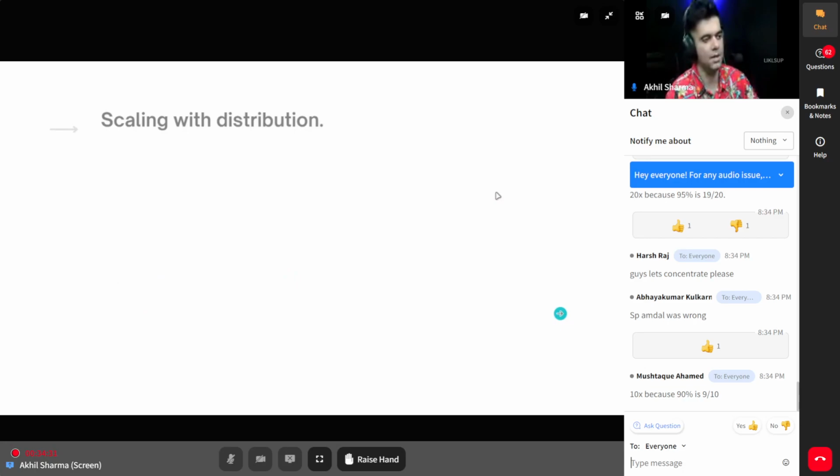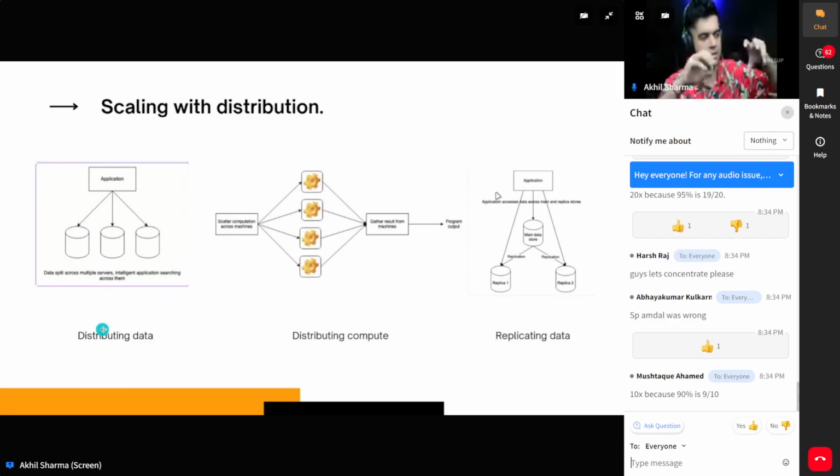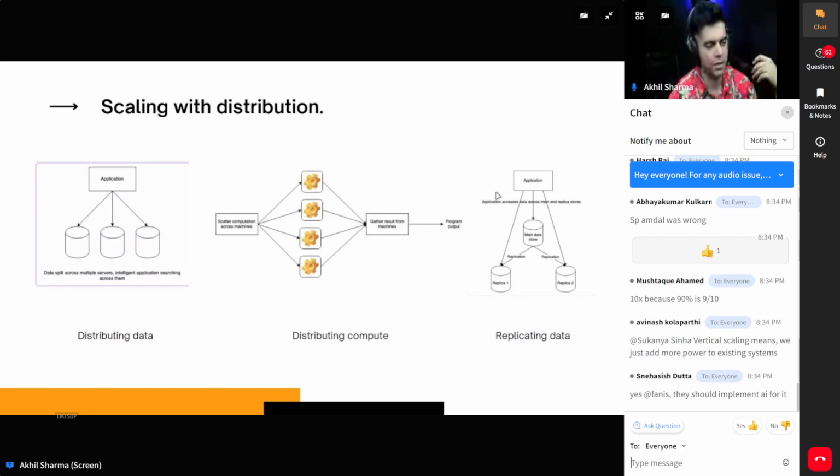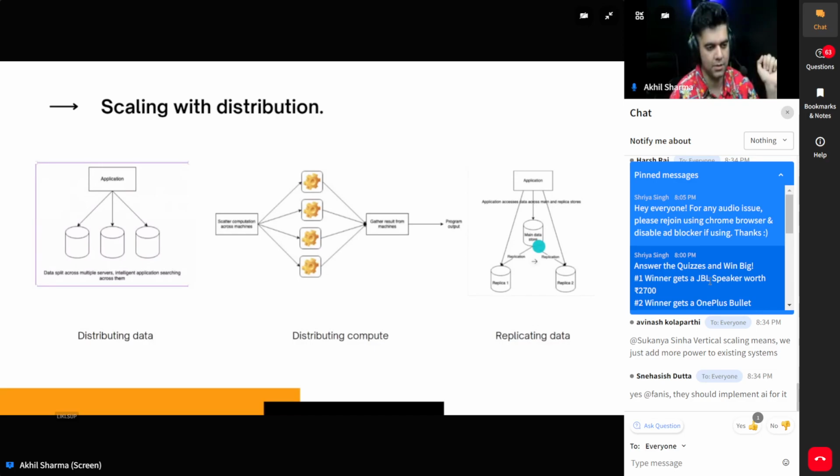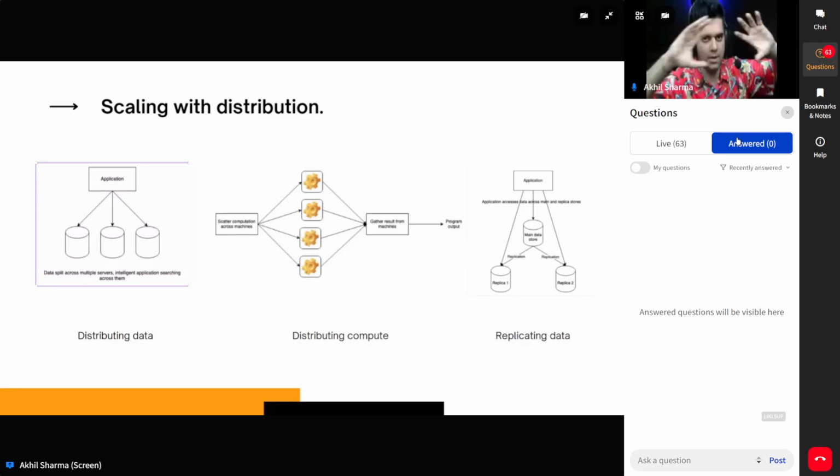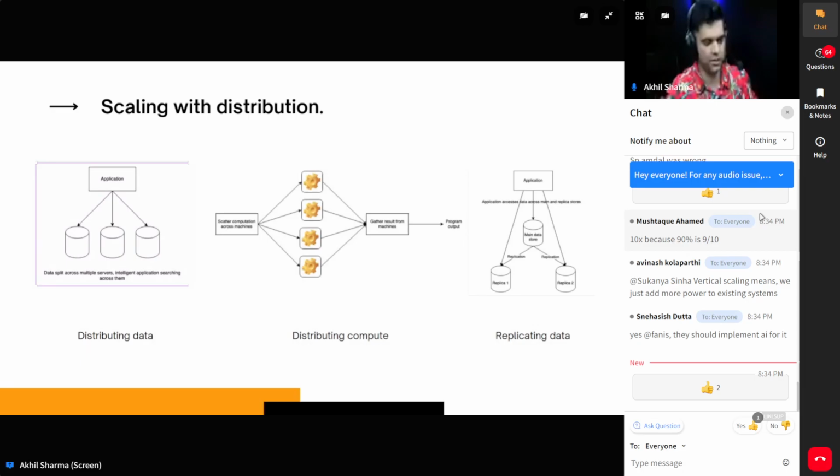Then you can scale with the help of distribution. So you can distribute data, in the sense that from your application, you store the data in three different databases. Or you can distribute compute. You can use four different servers to compute the information by dividing it into small parts. Or you can replicate data. So there's a main data store, which is your main database. It creates two small replicas so that even if the main database goes down, one of the two replicas becomes the main database. So they are all communicating with each other, and then one of the replicas becomes the main data store.